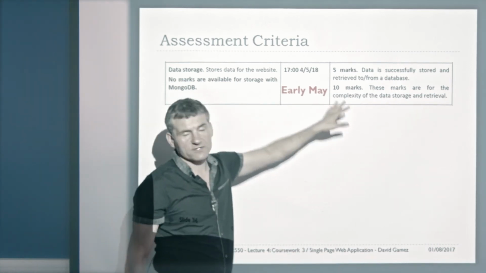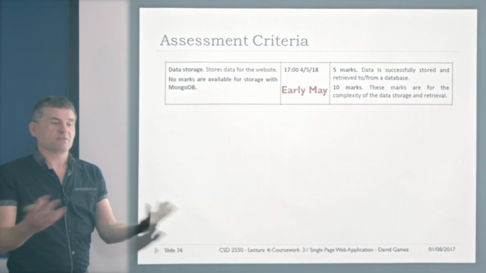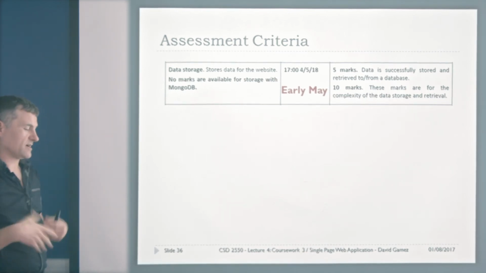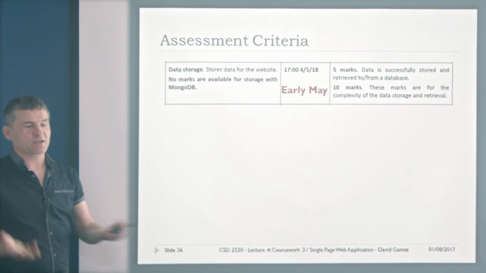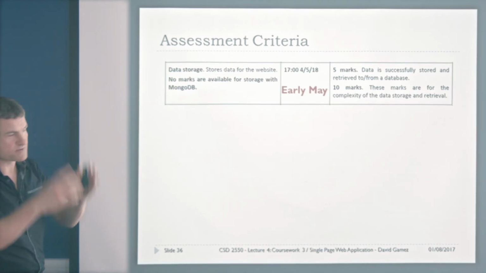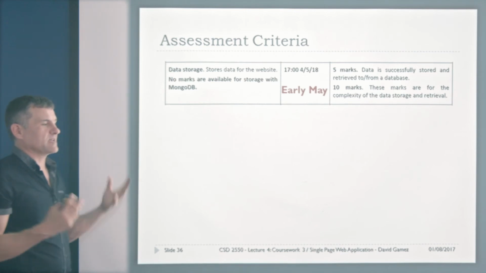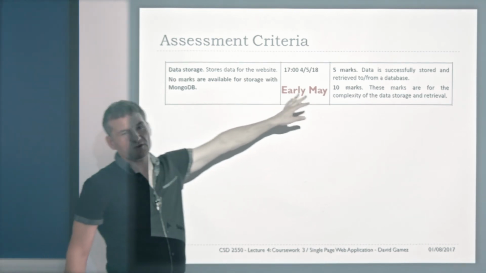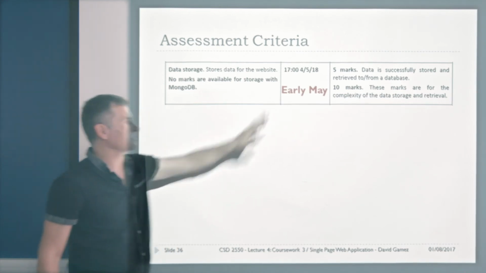And then we've got an additional 10 marks if you've got lots of data in the database and it's quite complex data. So if you've got something similar to your e-commerce website with several different kinds of collections, or tables if you're using MySQL, and the tables are linked together and you're pulling out different bits of data from there. So if you've got a substantial amount of data complexity, you can get those 10 marks.